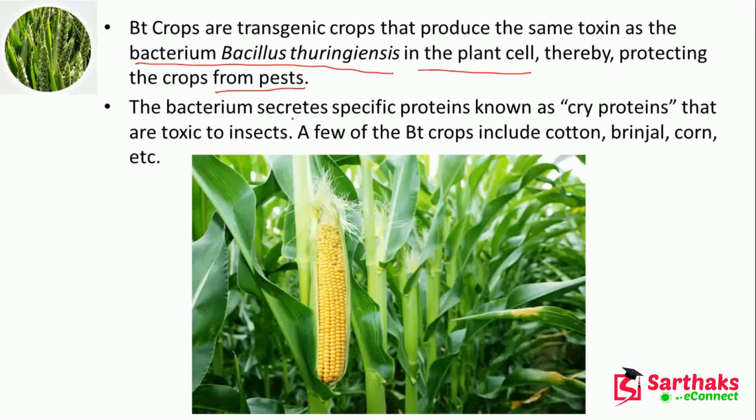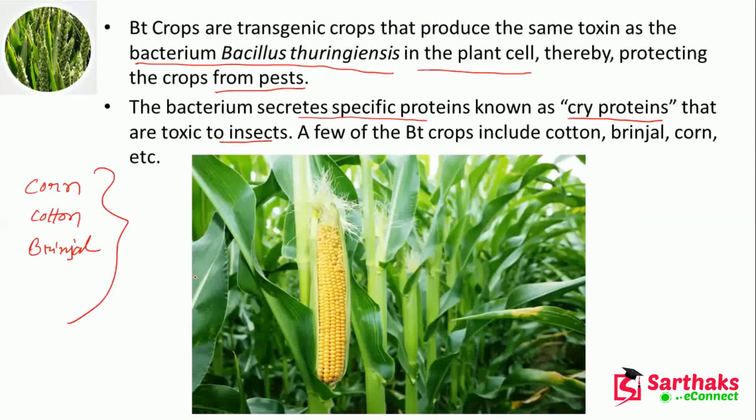And this bacterium secretes a specific protein known as cry protein that is toxic to insects. So that's why the insects are not coming to these crops. BT crops like cotton, brinjal, corn, these are the BT crops. So we are growing BT crops also. These are very good crops, because they are safe from the pest.